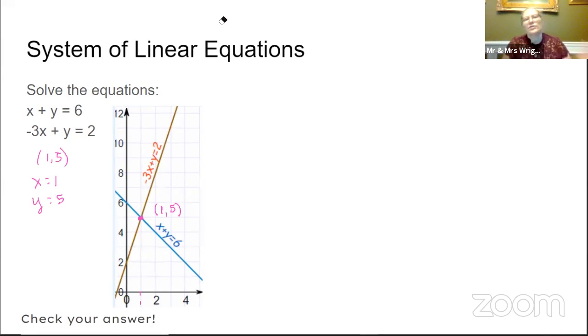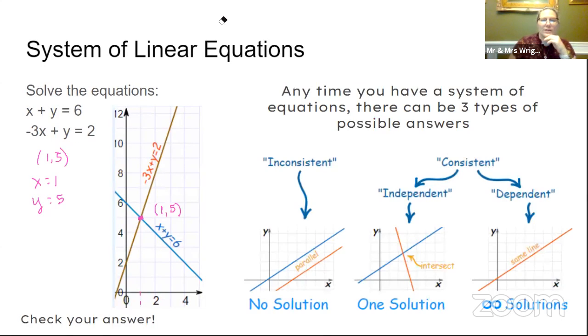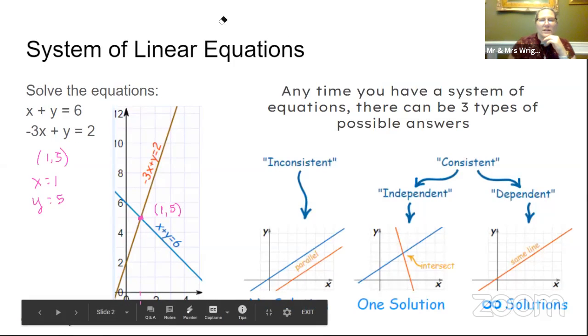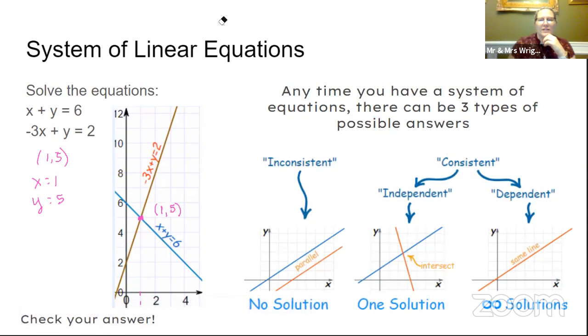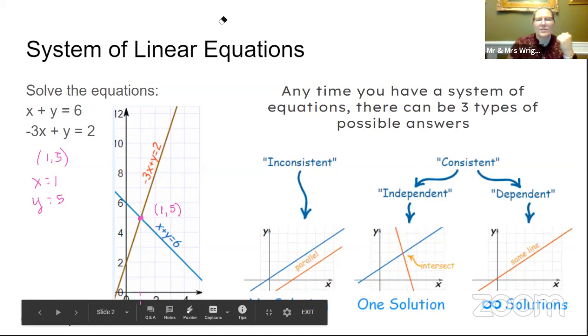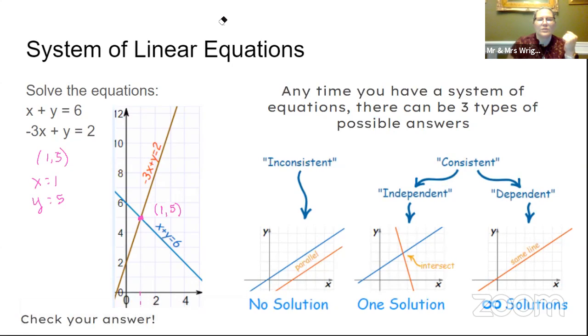Now, there's 3 different types of answers that you could have when it comes to the intersection of lines. So what we just found is right here: one solution. It's where the lines intersect. And this is an independent type of answer, and it is part of a consistent graph. The other types of solutions are an inconsistent or no solution. If the lines are parallel to each other, parallel means that they're exactly the same slope and they never ever intersect.